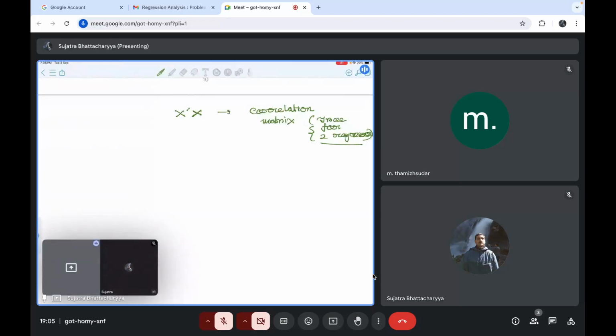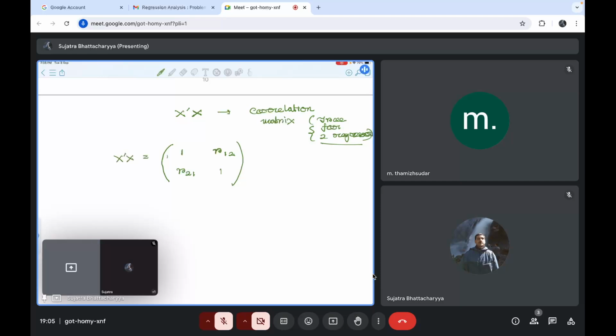So this X prime X correlation matrix can be written as 1, r12, r12, 1. This r is the correlation of the first regressor with respect to the second, and this is 1. This is the correlation matrix X dash X.